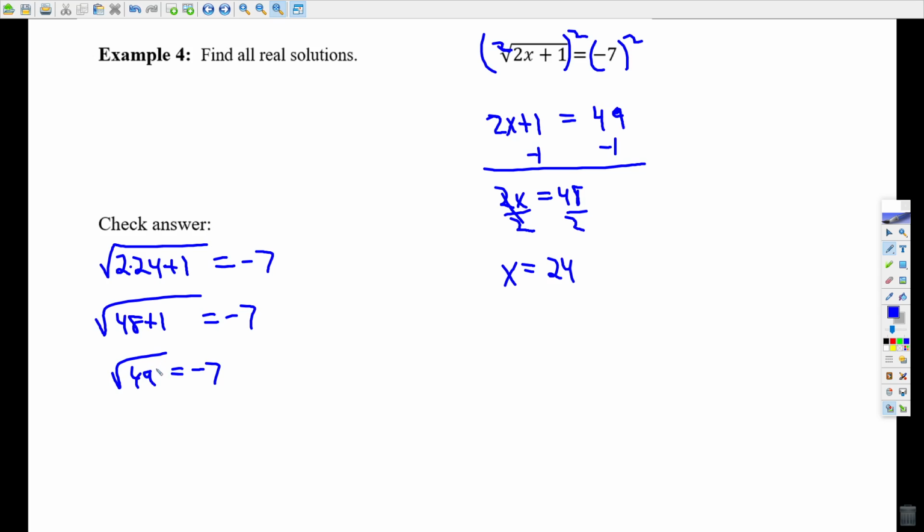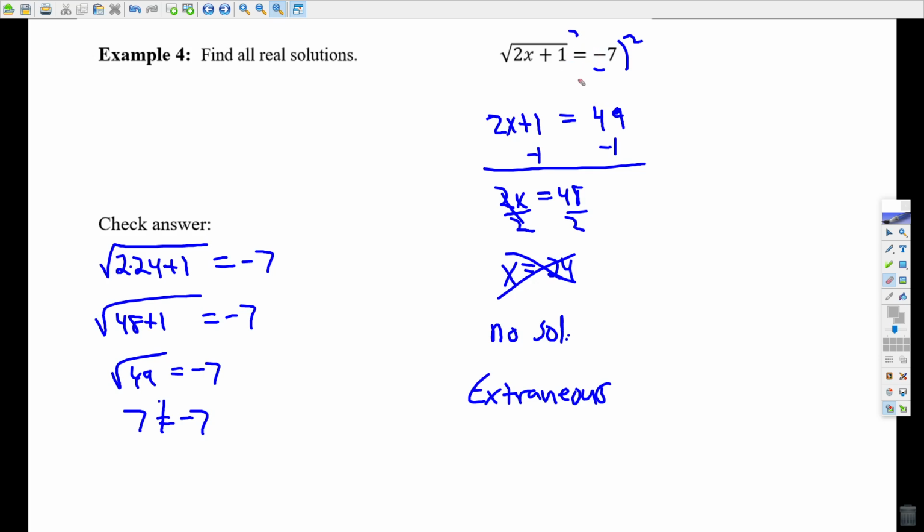Square root of 49 is 7. Not negative 7. So we got another one where this does not work. This is no solution. The solution we got is extraneous again. Now why? Why do we have two extraneous solutions? What's going on? Well, let's go back to the original up here and talk about it.